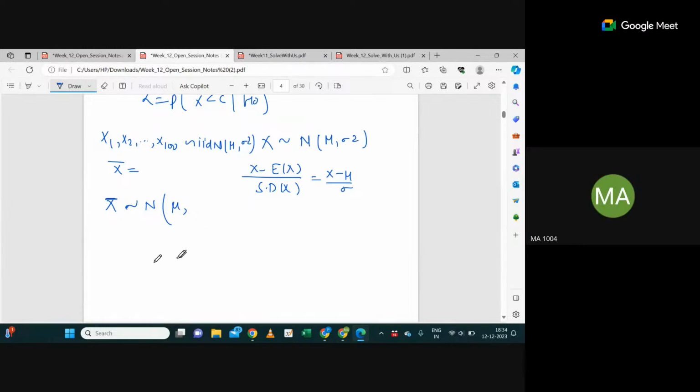Correct. Basically x bar is nothing but x1 plus up to x100 divided by 100, or simply, in general, divided by n. The expected value will be n mu divided by n, so you will get mu.